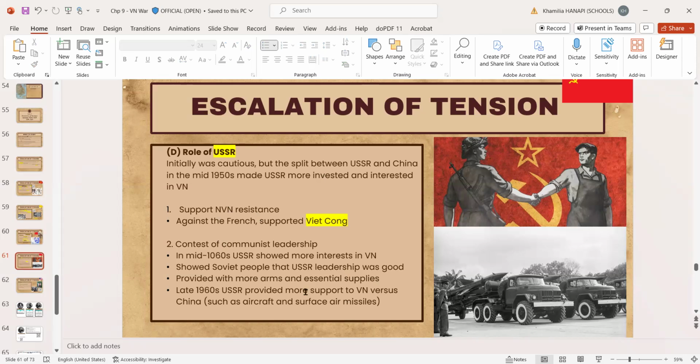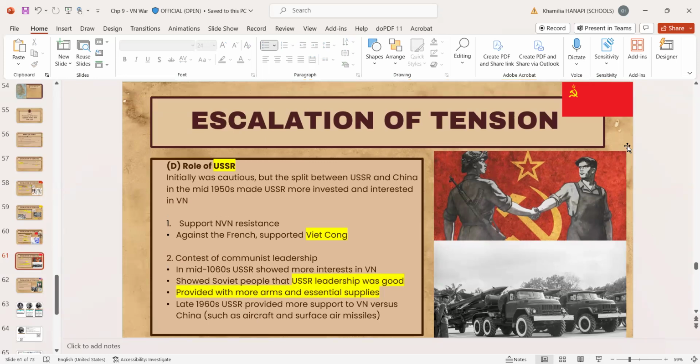In fact, one of the many reasons why the Soviets wanted to help North Vietnam was to show that Soviet Union leadership was good. But what did the Soviets give? They provided more arms, essential supplies, and even things such as aircraft and surface-to-air missiles. So there was a lot of investment by the Soviet Union towards North Vietnam.